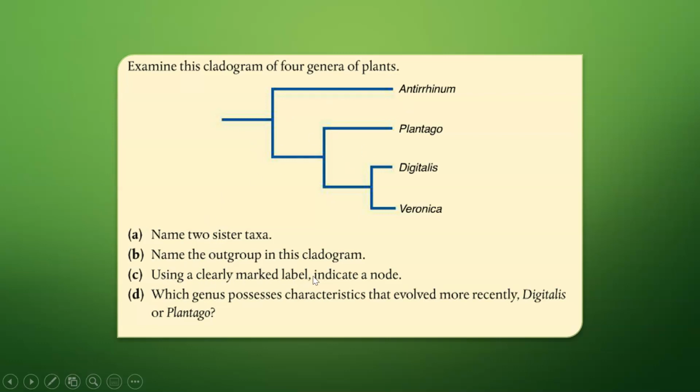Using a clearly marked label, indicate a node. Okay, so there are nodes. And which genus possesses characteristics that evolved more recently, the Digitalis or the Plantago? It will be the Digitalis, because they have evolved from a common ancestor more recently.